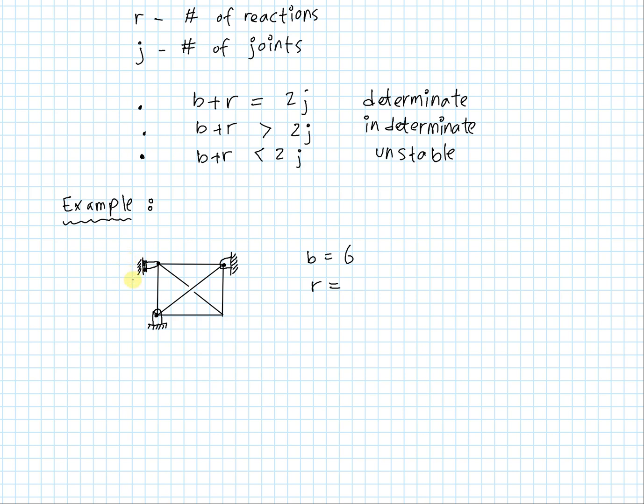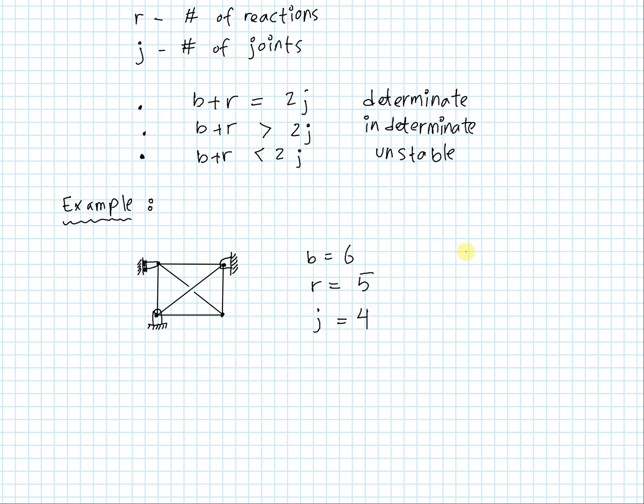You may be asking, why don't we have the moment? Because we're only looking at truss structures, and moments don't really exist in truss structures. So R is going to be equal to 5, and J will look at the number of hinges. So that's 1, 2, 3, and 4 at the 4 corners. So J is equal to 4.